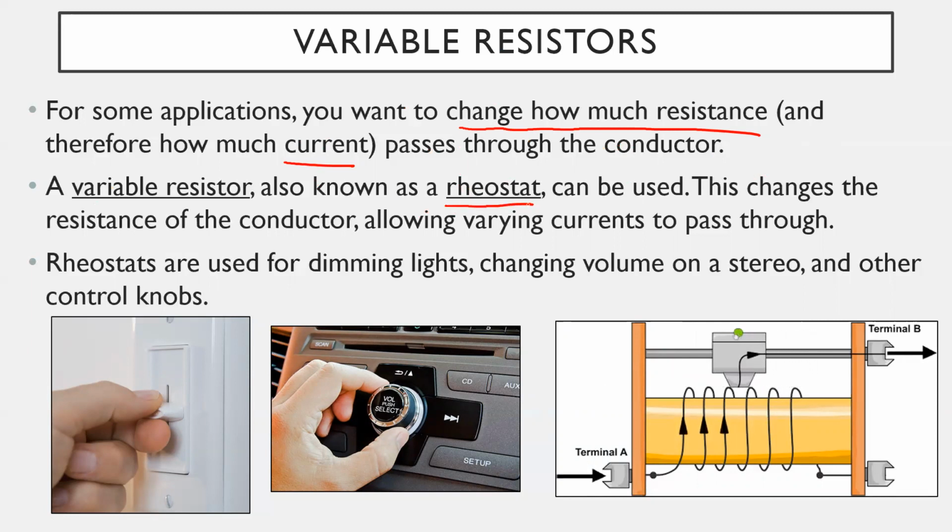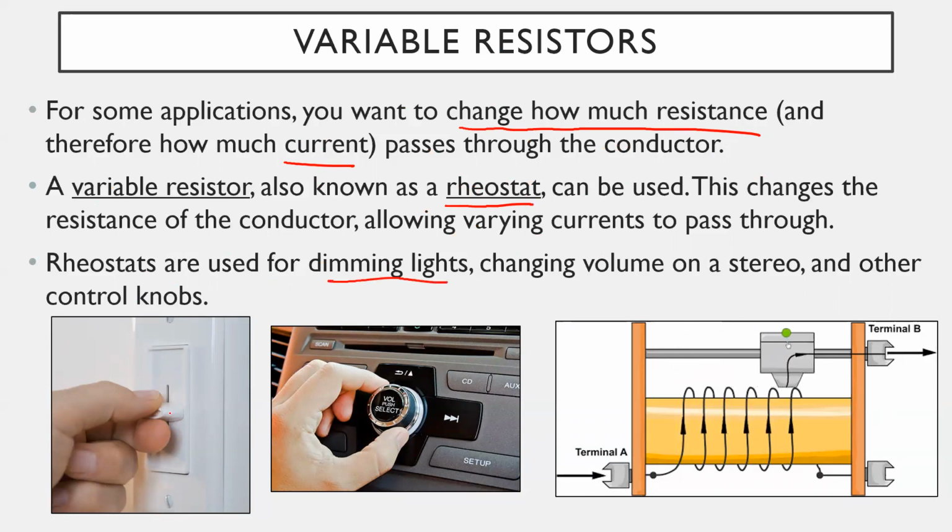These are used to control that. It changes the resistance of the conductor, allowing varying currents to pass through. Now you might think, well, why do we care? Why would we want to change the resistance? Why would we want to change how much current's flowing through this? Well, rheostats are used for dimming lights.